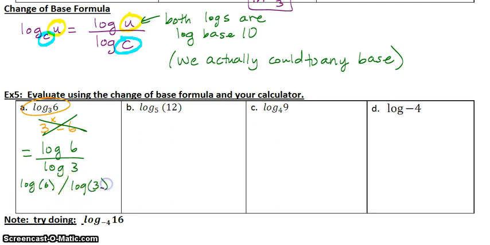Make sure you close parentheses if your calculator is one that adds a parentheses, and you should end up with 1.63. So go ahead and pause and try it in your calculator. So again, every single time big number goes on top, base goes on bottom. Type it in your calculator, see what you're getting.